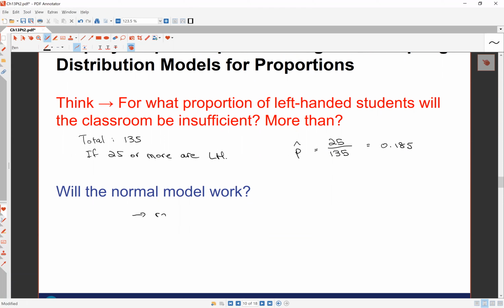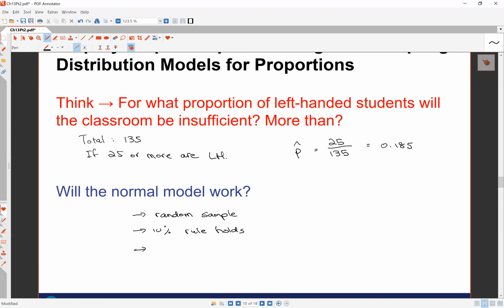We need to know that we have a random sample from the population. We need to know that the 10% rule holds. So our sample, our 135 students, if we treat them as a random sample from the population of all students, again, even if we were just looking at TCU, we know we have 10,000 students at TCU. So the 135 is definitely much smaller than 10% of all students at TCU. So the 10% rule holds.